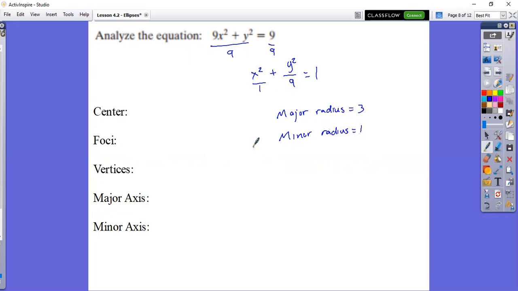And then again, identify your major and minor axis. So this time the major axis will be the y-axis, which is x equals 0. And the minor axis will be the x-axis, which is y equals 0. All right, so I'm going to leave the rest for you to finish. We're going to do this in class as well, so you can find the other 3 things on your own.